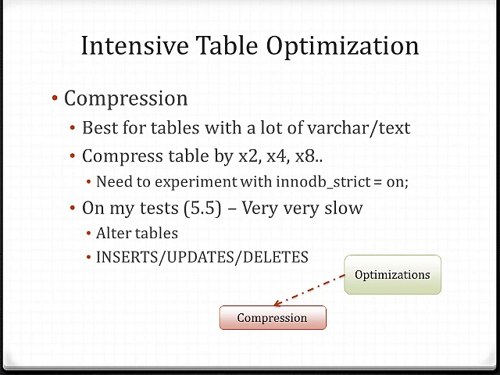And in my tests, it's always very, very slow when I set compression on a table. Like alter table is very, very slow. Inserts, updates, and deletes are very slow. So if it's a table that's rarely used, go for it. If you actively use it, I don't know. It depends. Try it. I haven't gotten good results for it, and I'll go back to it in 5.6 and see how it goes.